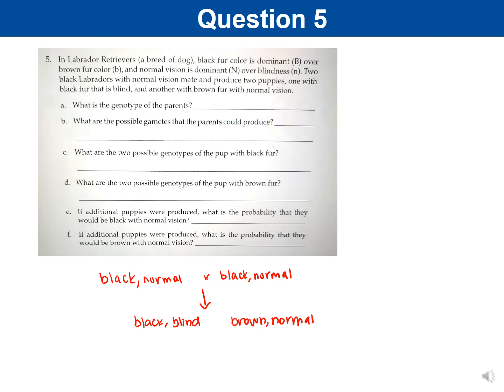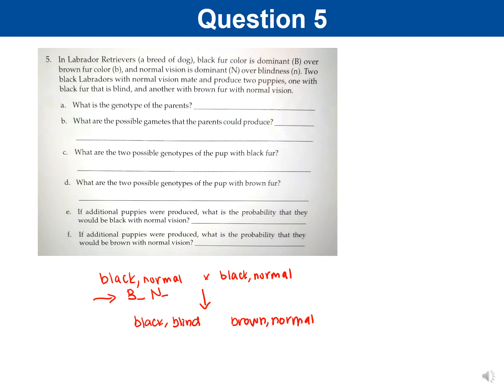And just like the question before this, when you're trying to figure this out, for example, if we're looking at black, we're going to write big B something. Normal is dominant, so big N something. You're going to fill that in for all of this. Question A is asking for the genotypes of the parents. You do need to fill in the second allele. If you work through this, you can figure out what the second allele is.